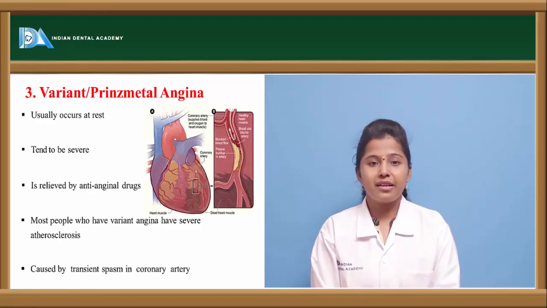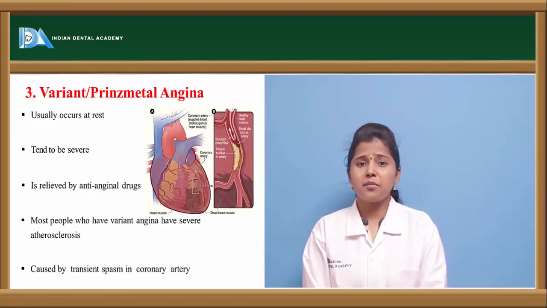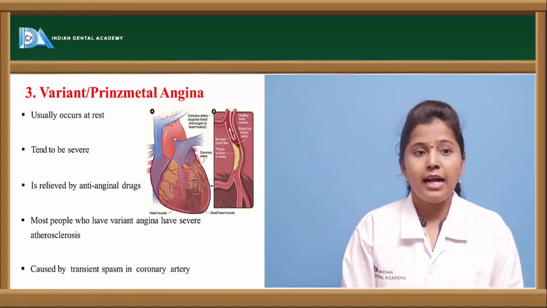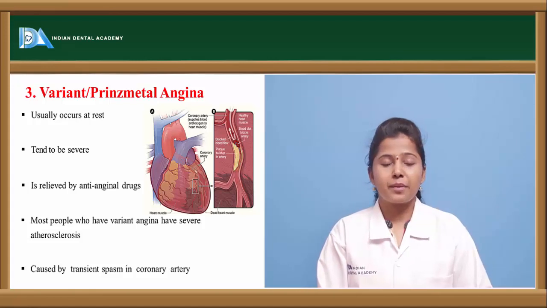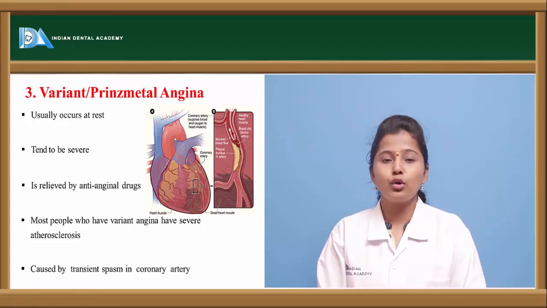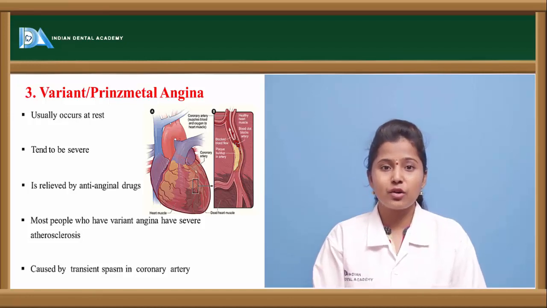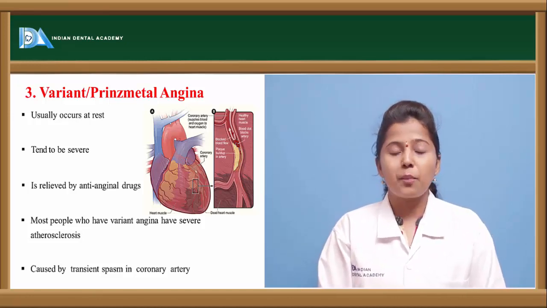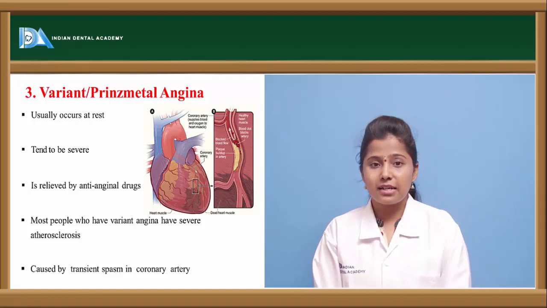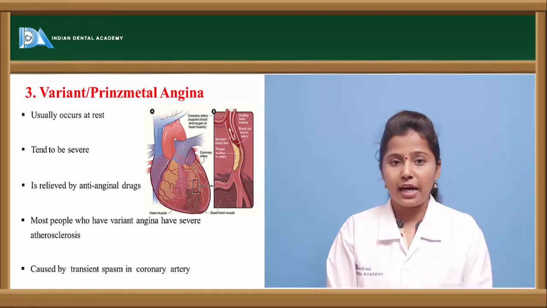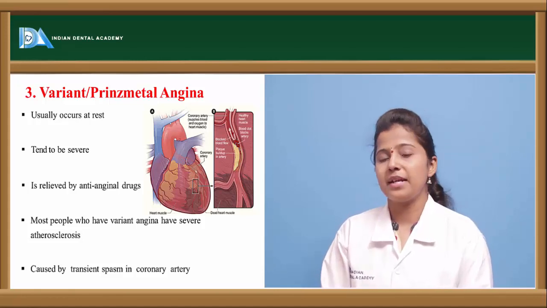And third one is variant or Prinzmetal angina. This type of angina is usually seen in patients suffering from atherosclerosis. That is, if the heart or myocardial tissue is prone to myocardial ischemia, that is, if the myocardial tissue is replaced, or when it doesn't get proper blood supply, then there occurs increased oxygen demand to the heart and decreased oxygen supply to the heart.